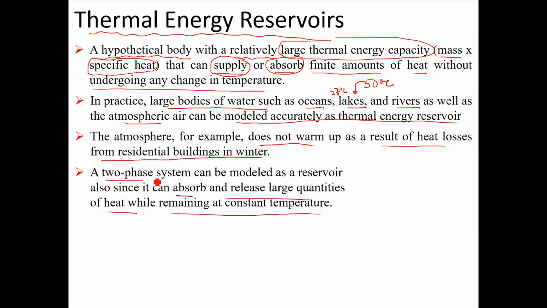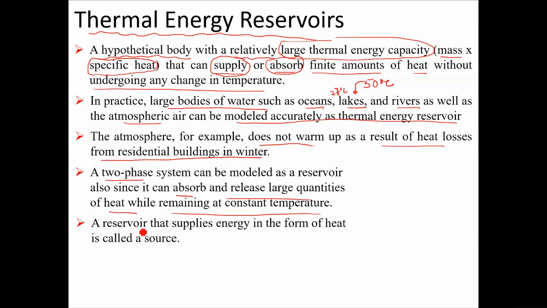If you move from a two-phase system to a single-phase system, then it cannot be modeled. But as long as the system is in equilibrium with two of the phases, the system could absorb heat isothermally. A reservoir that supplies energy.